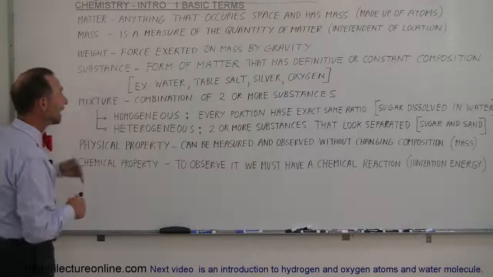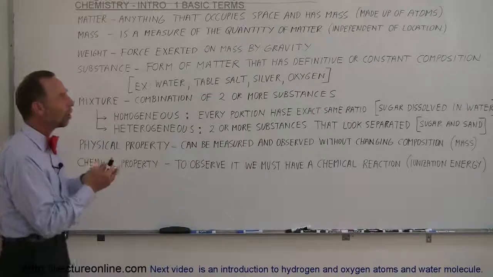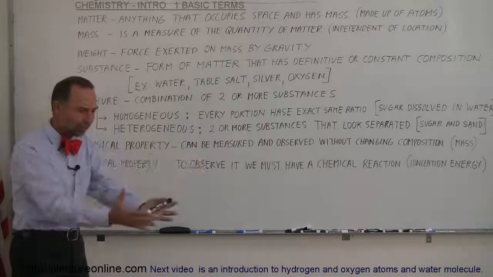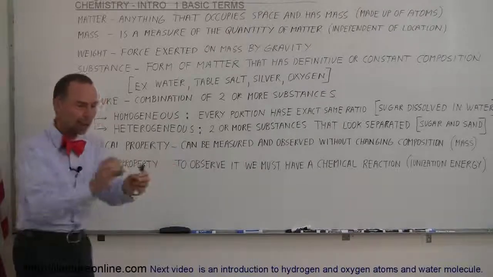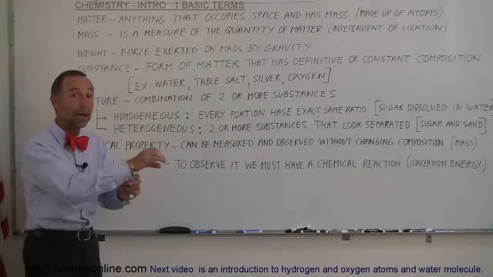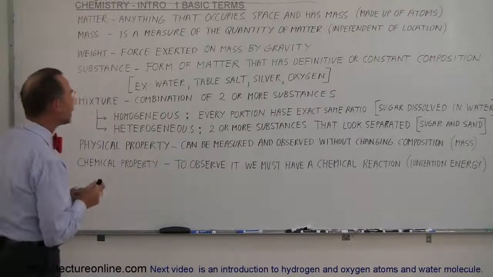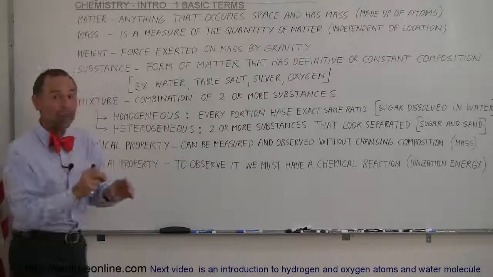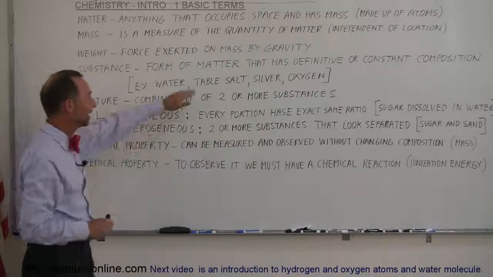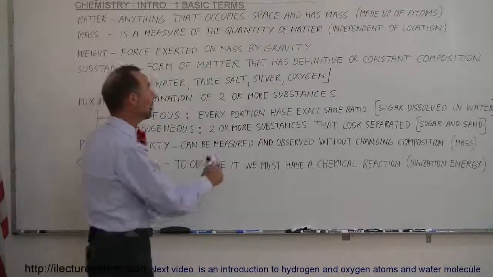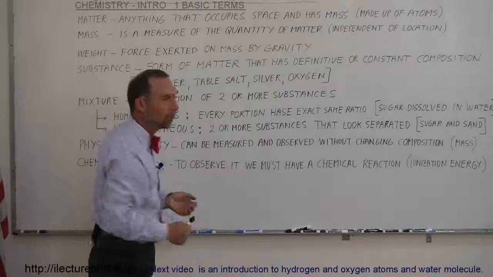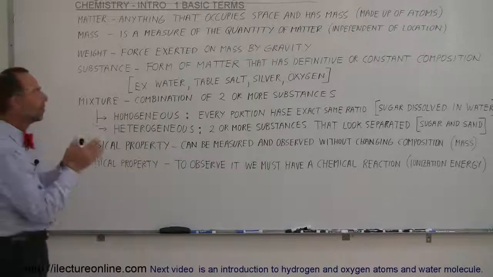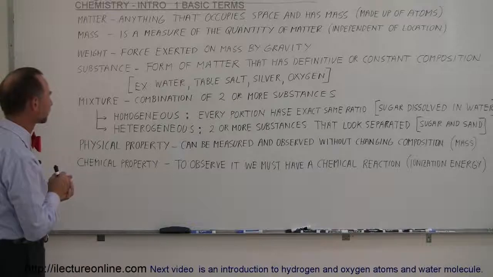A substance is a form of matter that has what we call a definitive or a constant composition. In other words, if you have some stuff there and it all looks the same, you take any part of that stuff and it looks exactly the same no matter where you got it from, that would then be what we call a substance. Some examples of that are water, so it doesn't matter which drop out of a bucket you get, they all look the same. Table salt, it looks the same continuously everywhere. Silver, oxygen. So it's a basic principle or a simple form of substance.